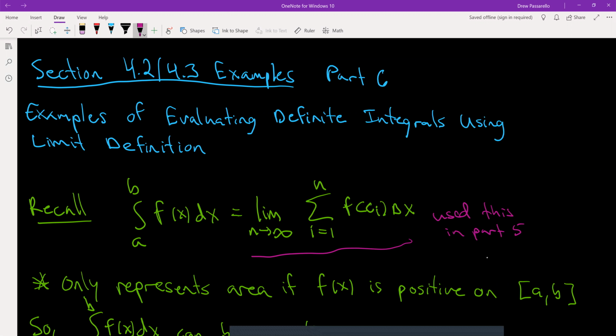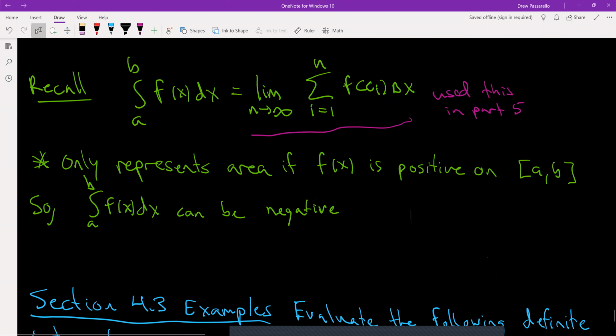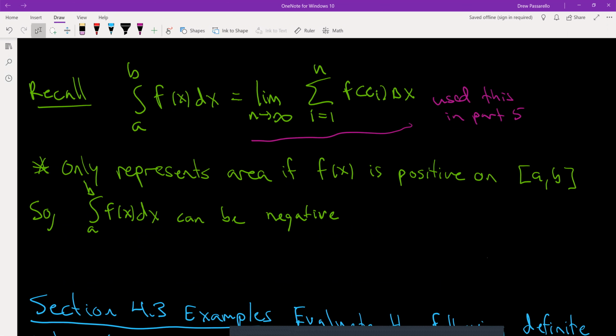It's called the definite integral of f of x from a to b, and it's defined to be this limit, is how that's read. And this only represents area if the function f of x is positive on the interval from a to b. In other words, the definite integral of f of x from a to b can be negative.